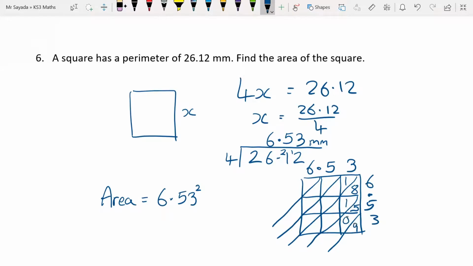5 times 6, 30. 5 times 5, 25. 5 times 3, 15. 6 times 6, 36. 6 times 5, 30. 6 times 3, 18. We now add the diagonals, so that makes 9.